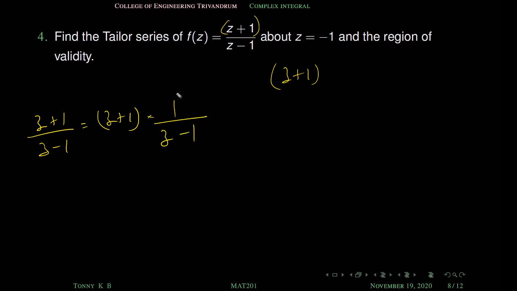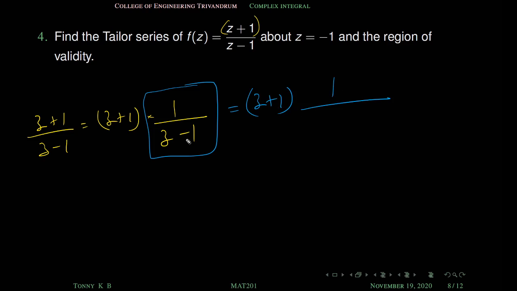Then next we have to expand the second term in terms of z plus 1. Then we use our normal technique. What is our normal technique? We rearrange this term in terms of z plus 1. You can write this as z plus 1 into 1 by, instead of z minus 1, z plus 1 minus 1 minus 1. We add and subtract a 1, that is z plus 1 minus 1 minus 1.